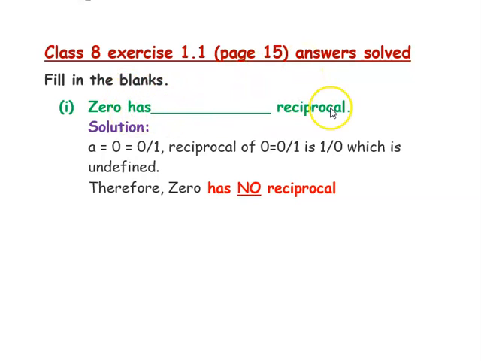0 has dash reciprocal. So, we know that the given number A is 0. So, we can represent A 0 as 0 by 1. So, the reciprocal of 0, that is 0 by 1, is 1 by 0. So, you know that 1 by 0 is undefined. So, therefore, we can say that 0 has no reciprocal.